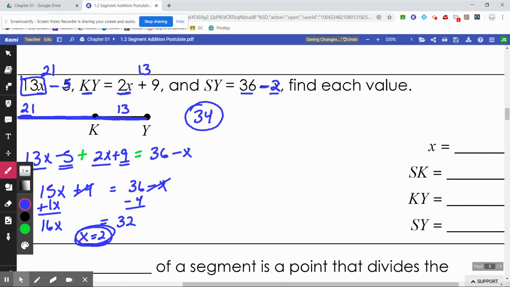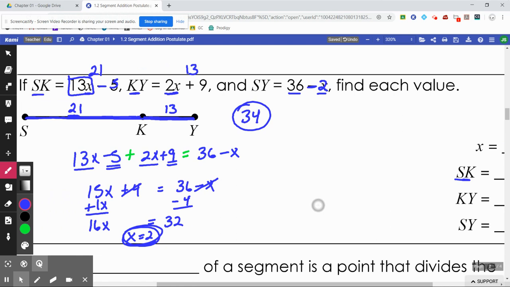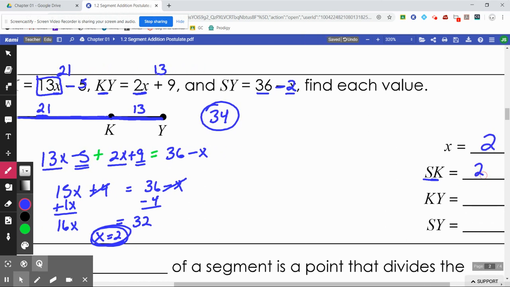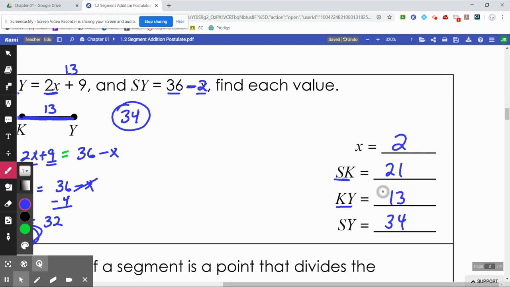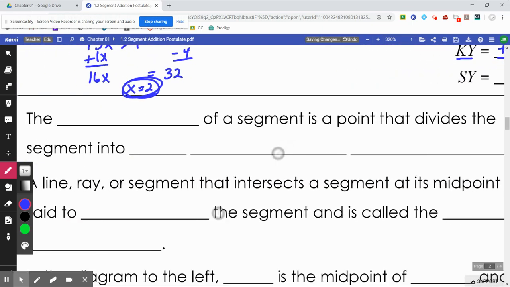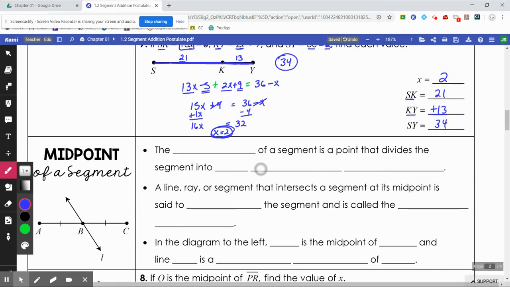So our values: it says find x, that was 2. Find the distance from S to K, that was 21. Find the distance from K to Y, that was 13. And the distance from S to Y was 34. And again, you can check that right here. 21 plus 13 is equal to 34. It does check out. Okay, next up, midpoint.